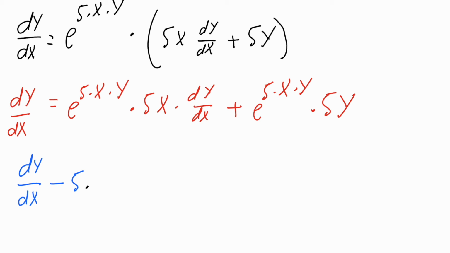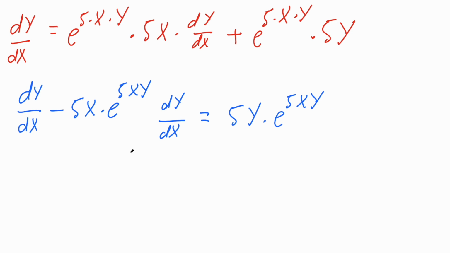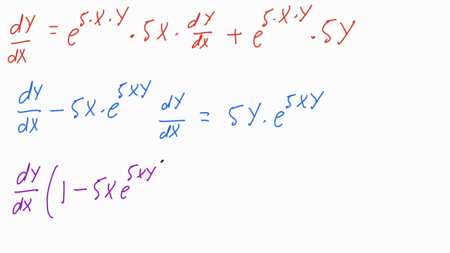And so we're going to get dy over dx, this piece here, minus, we can rearrange this. We could say we have 5x times e raised to 5xy dy over dx. All I did was put this 5x in the front, is equal to this piece here. So I can say I have 5y times e raised to 5xy. Now focusing on this piece here, we could factor out a dy over dx. So we'll get dy over dx, and that's ultimately what we want to solve for, parentheses, dy over dx times 1 gives us this, minus 5x e raised to 5xy, close parentheses, is equal to 5y times e raised to 5xy.